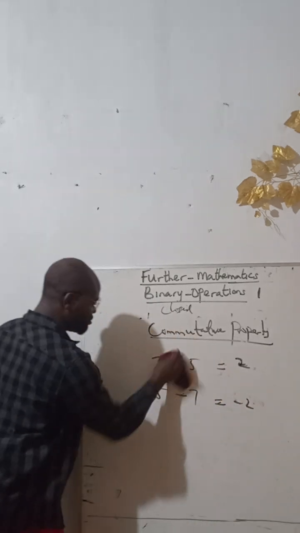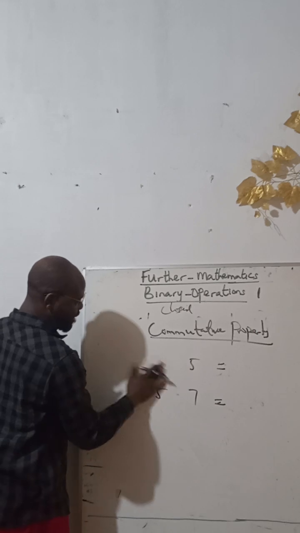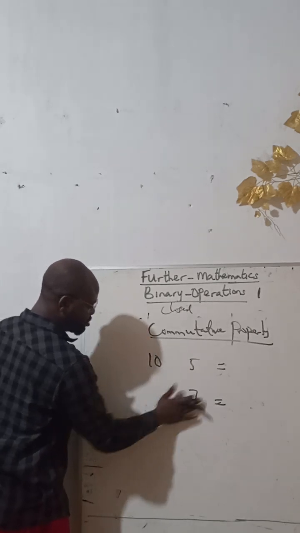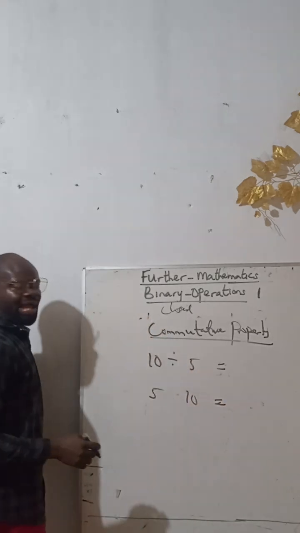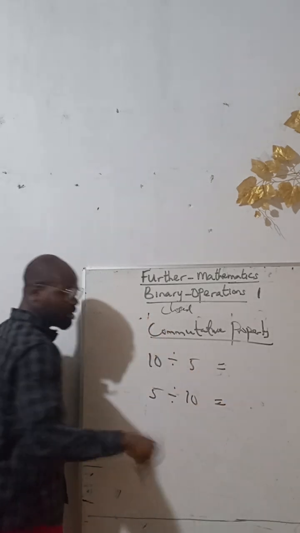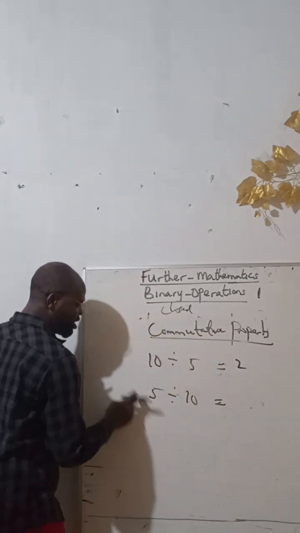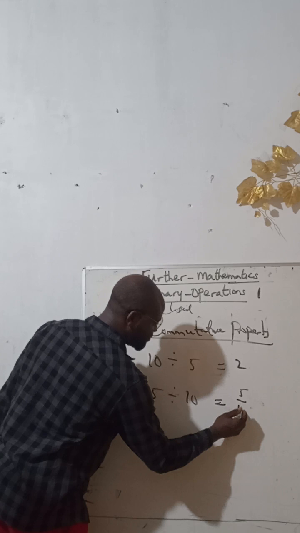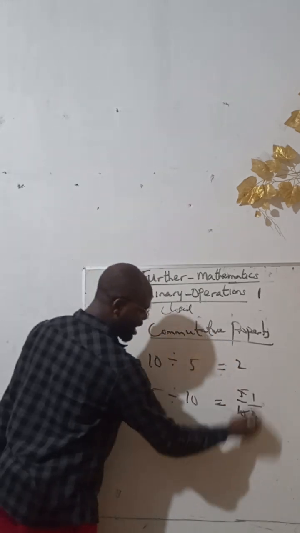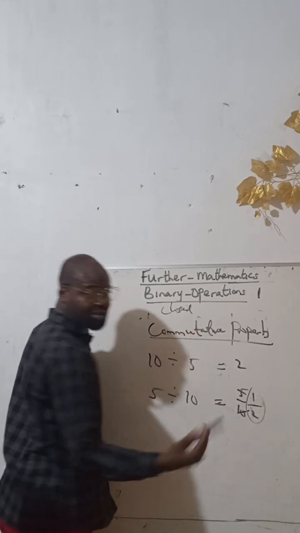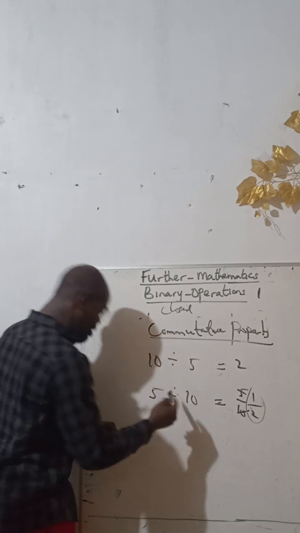Let me check division. But this time around, let me use 10 and 5, numbers that are divisible. Okay, let me see. 10 divided by 5. Let me check, maybe the answer is the same as 5 divided by 10. 10 divided by 5 is what? It is 2. But if I take it the other way around, 5 divided by 10 is 5 over 10. 5 here 1, 5 here 2. That's 1 over 2. That's half. So I'm having half here. 2 and half are not the same thing. You can see they are not the same. That means commutative doesn't work for the division operation.